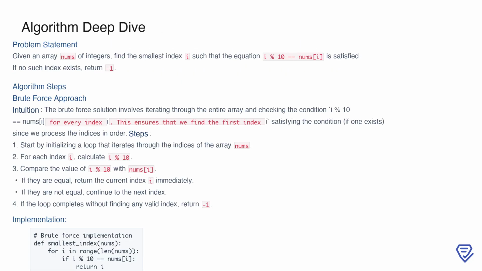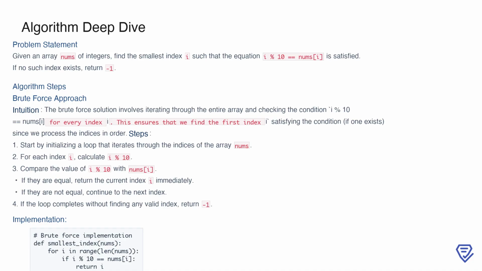In this problem, we're tasked with finding the smallest index i in an array nums such that the condition i%10 equals nums[i] holds true. If no such index exists, we return -1. To tackle this, we can start with a straightforward brute force approach. The intuition behind it is simple: we iterate through each index in the array, calculate the value of i%10, and compare it to the value at nums[i]. If they match, we immediately return the current index since we're processing indices in order. If none of the indices satisfy the condition, we return -1.